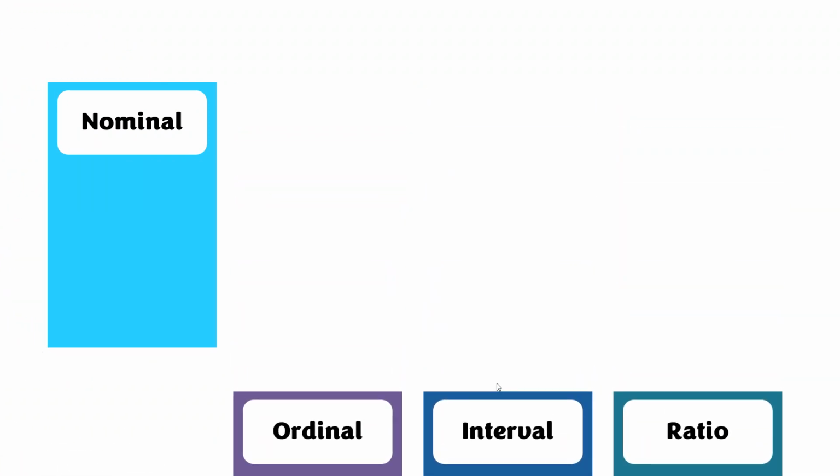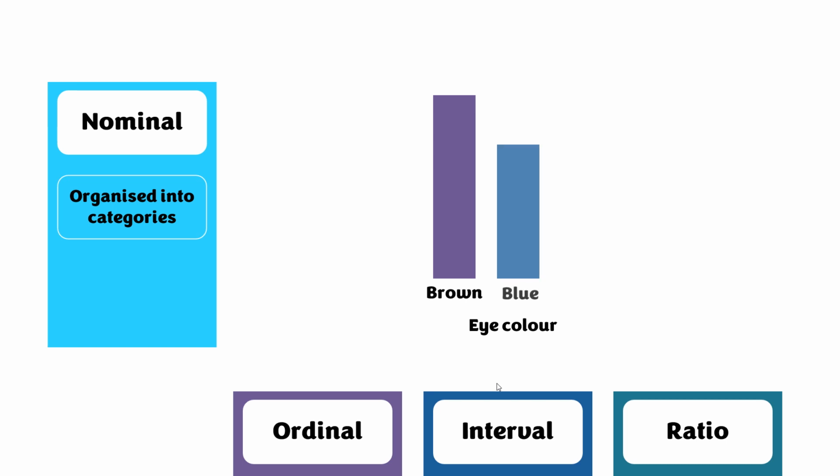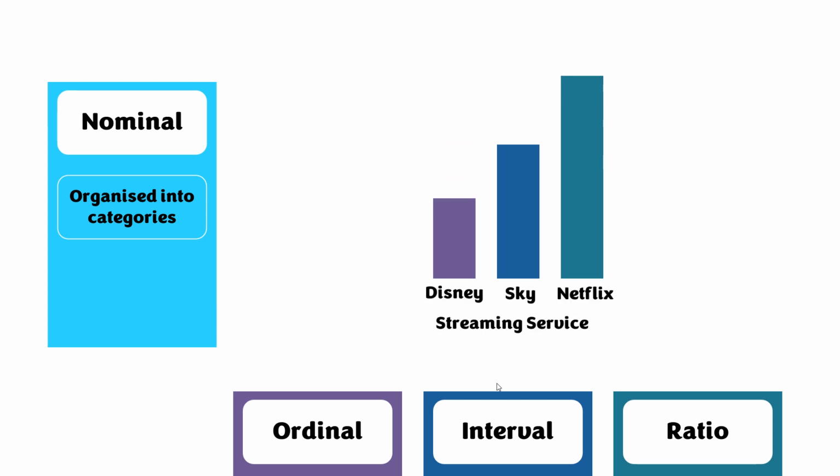Nominal data is data that is organised into categories, but where the categories have no particular order to them. So for example, your eye colour. There's nothing inherent within the colour brown that says it should go first, and yet first it is here in our list. Same perhaps for your favourite streaming service. Essentially, the ordering is arbitrary. There's no natural ordering to the data.